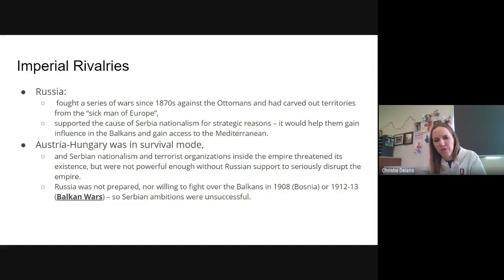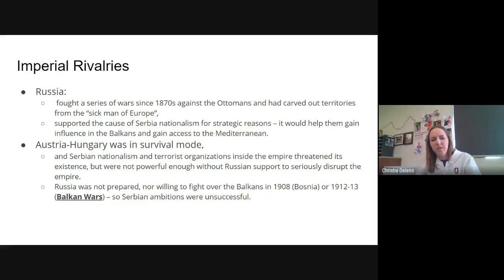Austria-Hungary, we're also going to reference Austria-Hungary when it comes to our discussion on nationalism, so we'll leave that there. Serbian nationalism, a Slavic nationalism, was a big issue in Austria-Hungary, and we'll get to that a little bit later. But that Slavic nationalism was not strong enough without support from Russia. But of course, Russia's not super prepared for war, nor were they willing to fight over the Balkans in 1908, 1912, or 1913 in what's known as the Balkan Wars.